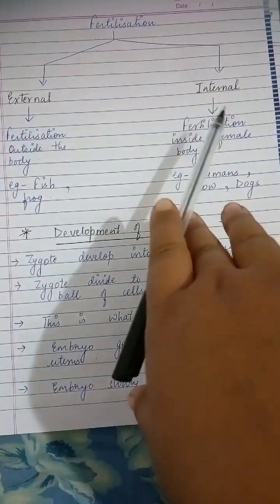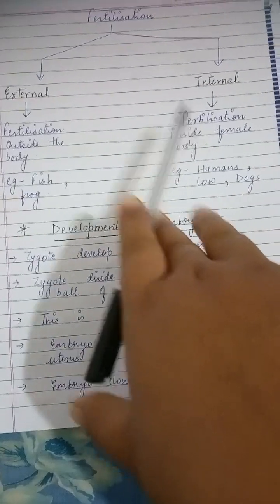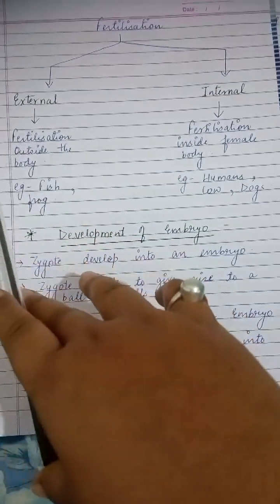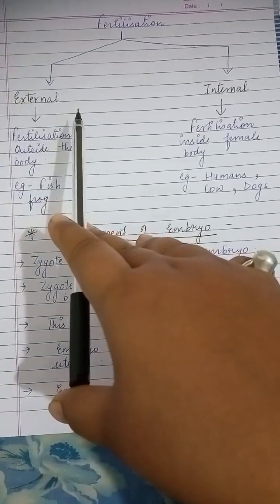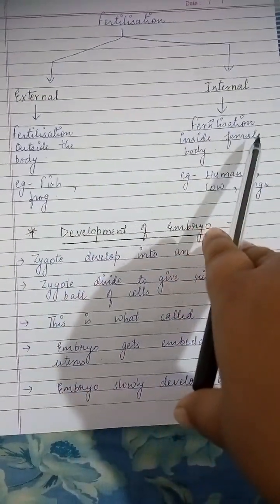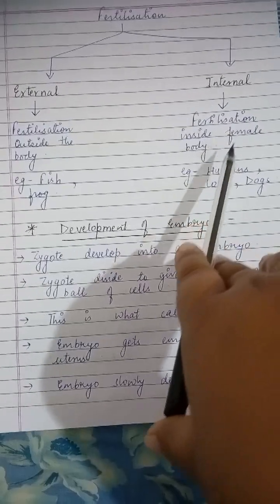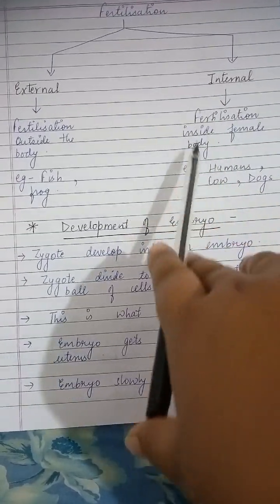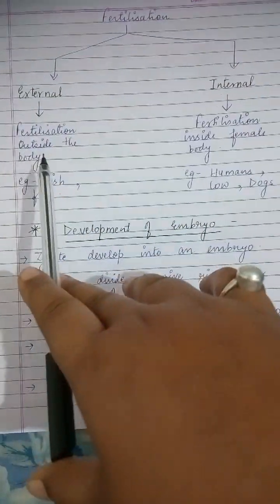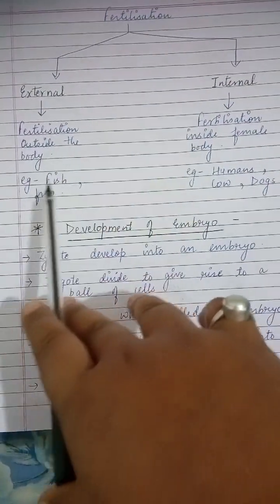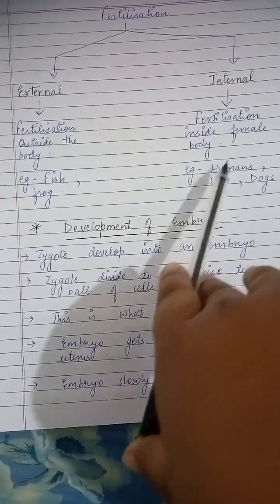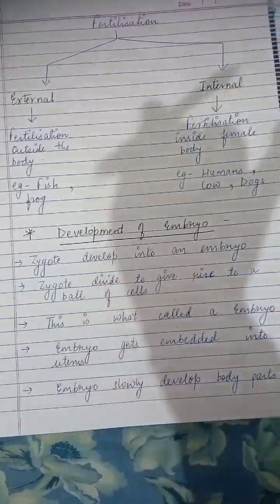So the basic difference between internal and external fertilization: External fertilization is a process in which fertilization takes place outside the body of the individual. Fertilization which takes place inside the body of female, that is internal fertilization. External fertilization gives birth to eggs and internal fertilization gives birth to young ones. Examples are fish and frog. Examples are humans, cow, dogs, etc.